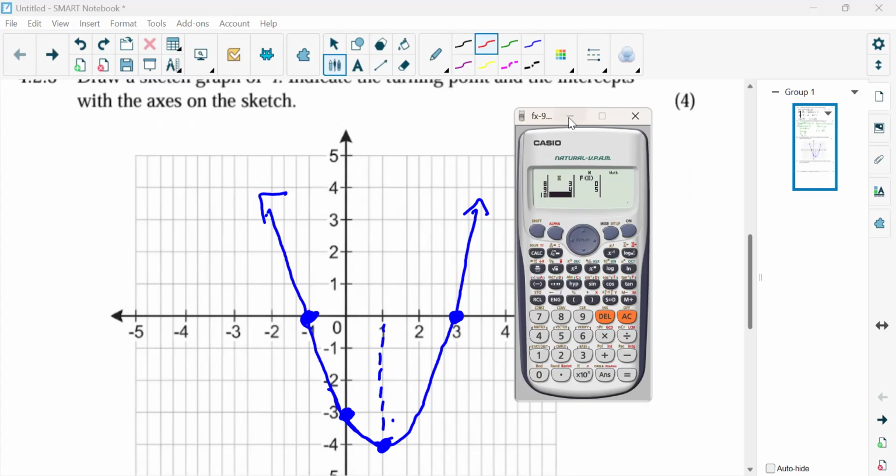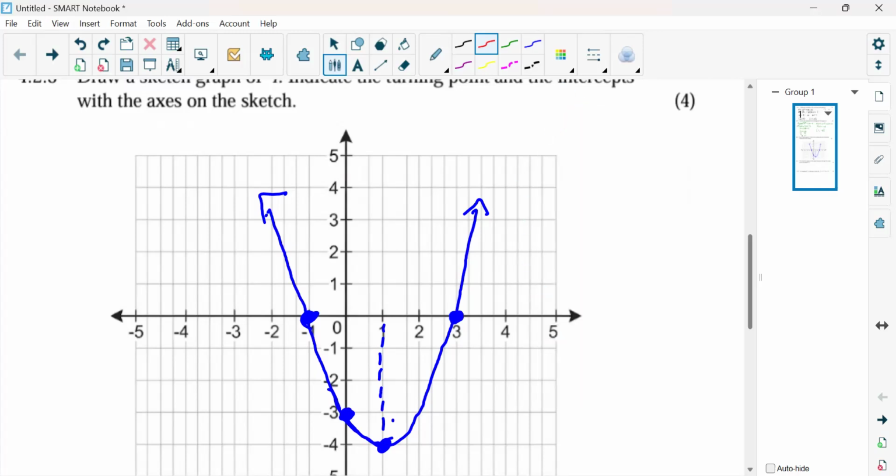Okay, let's dance, guys. Let's continue dancing and put our solution on the senior marker. Let's put our graph on the senior marker and check how did we score.